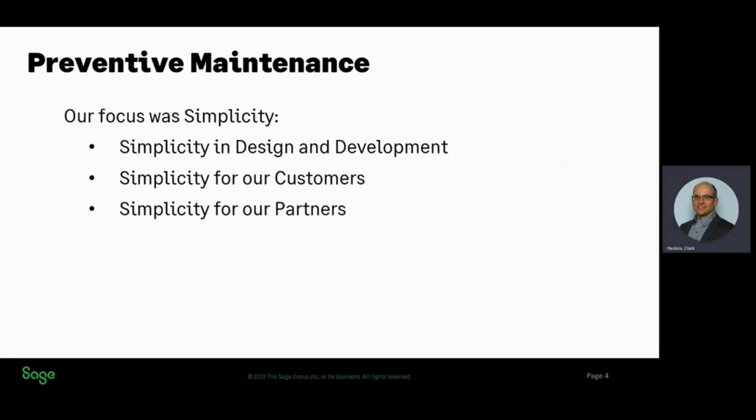The next focus was simplicity for our customers. By utilizing similar functionality to X3 manufacturing, the customer experience is simplified for training purposes, for internal cross-training, and by using similar processes like material issue and replenishment, tracking, and costing. To provide simplicity for our partners, by utilizing similar functionality, preventive maintenance does not add complication to the implementation of SAGE X3.